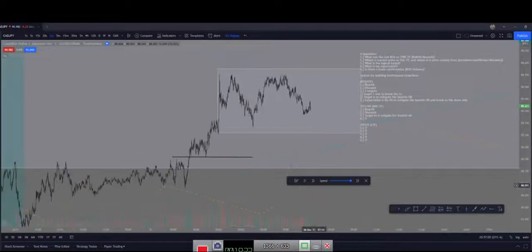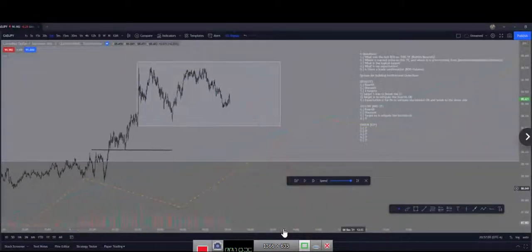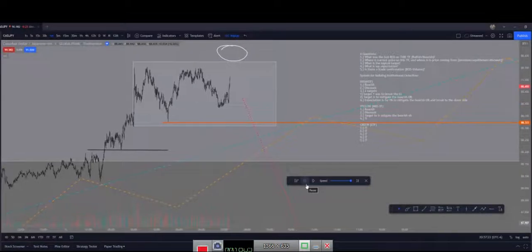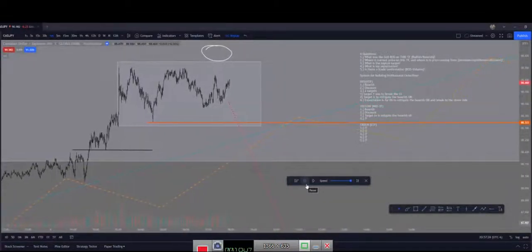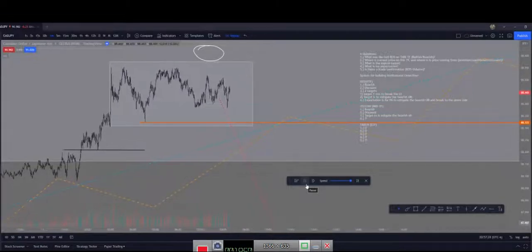But let's see what price does right here. Kind of want to see this break. Also want to see, I guess we could draw some kind of spring right here. It's kind of where I want to see something happening. So let's play it out.